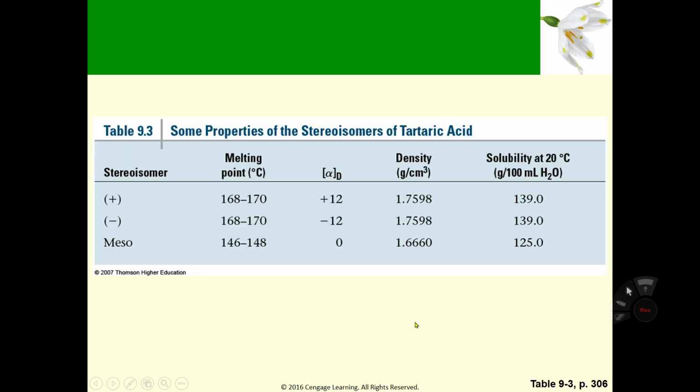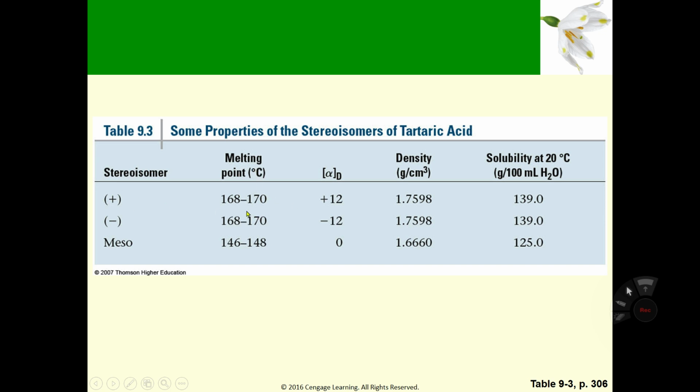Let's take a look at the physical properties of these isomers, the pair of enantiomers and meso compounds. If you look at the pair of enantiomers, the plus isomer will have alpha D equal to plus, and the minus isomer will have alpha D equal to minus 12, okay? How about the melting point?